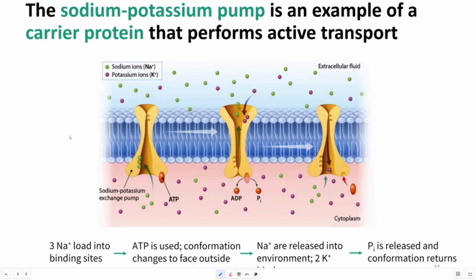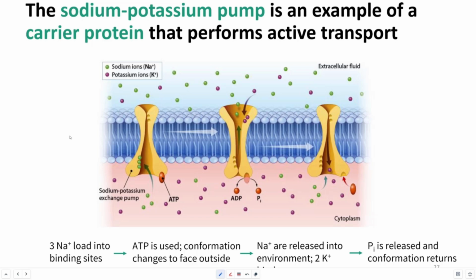One example is called the sodium-potassium pump. This is an ion pump where potassium is moved into the cell against its gradient, while sodium is moved out of the cell against its gradient. Other types of pumps include calcium pumps and hydrogen pumps.